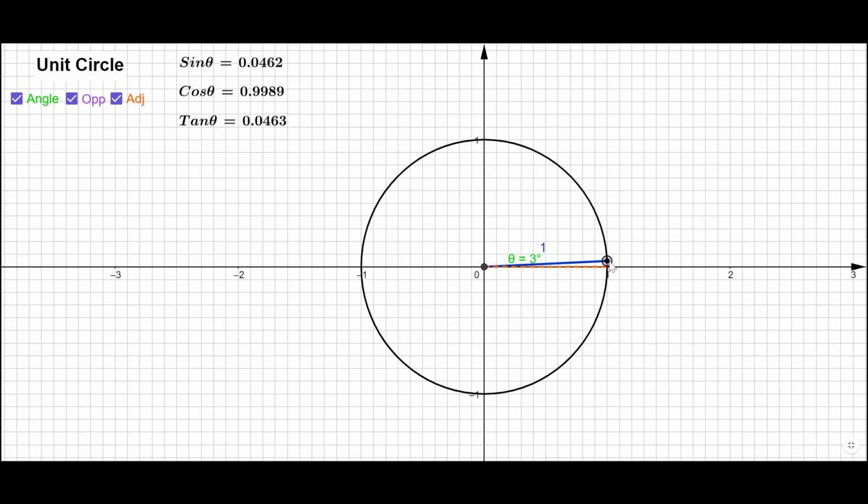So notice as I move it around, in the first quadrant, all my ratios are positive. In the second quadrant, cos and tan are negative. The only one that's positive is sine. In the third quadrant, sine and cos are negative, but tan is positive. And then in the fourth quadrant, cos is the only ratio that is positive.